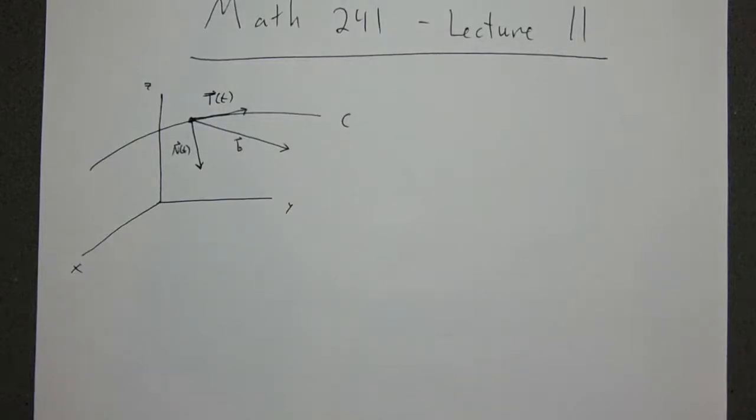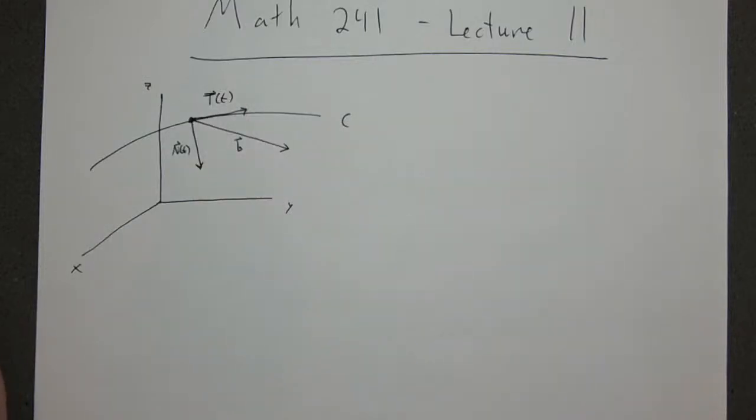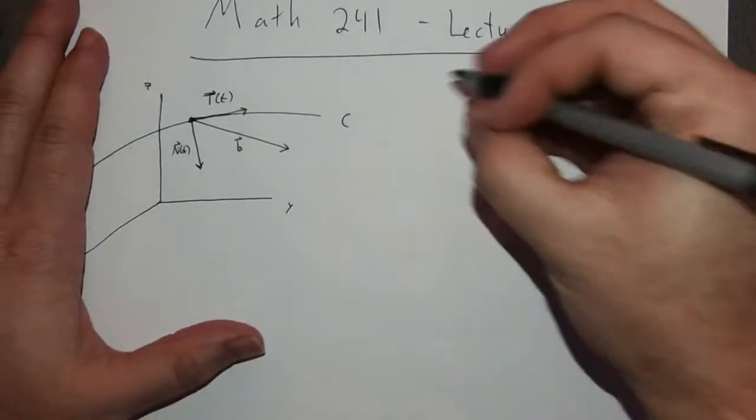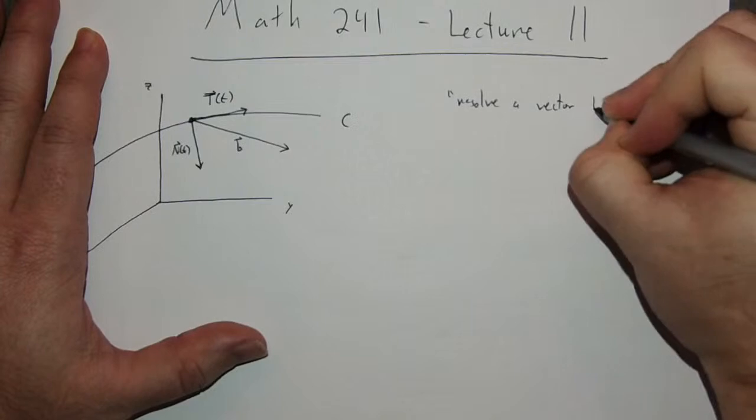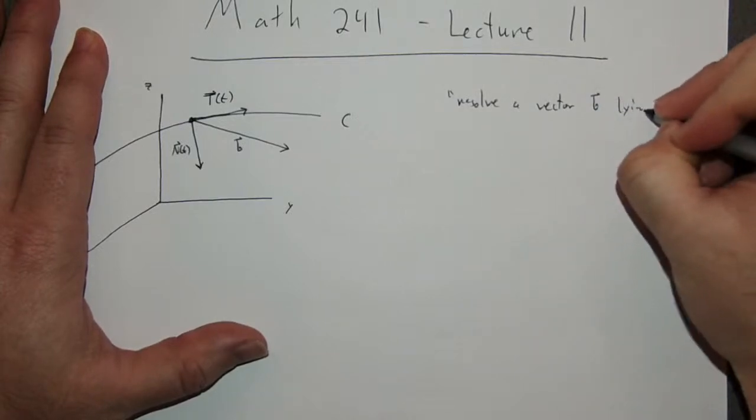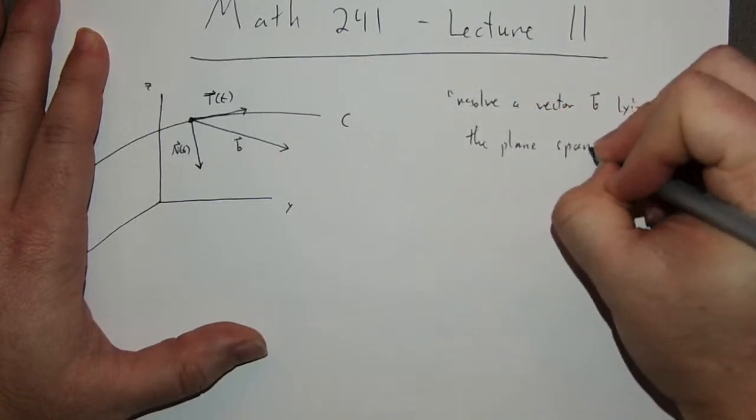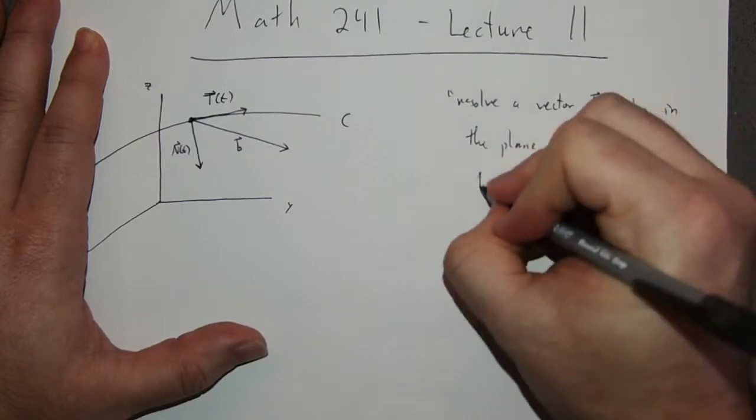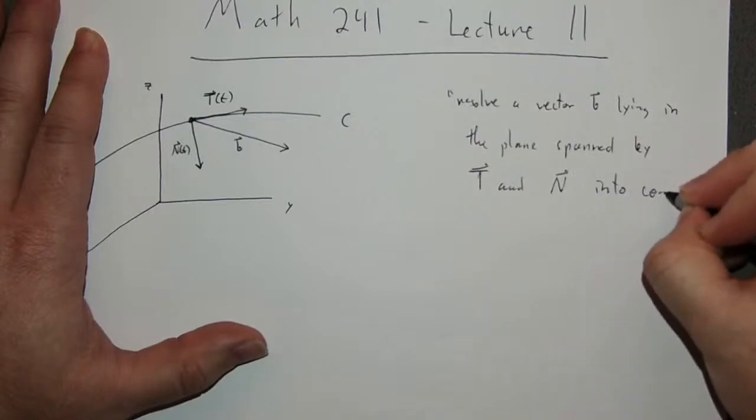And for various reasons, I want to be able to describe B in terms of the tangent and normal vector. What is it that I'm actually doing here? My goal is to resolve a vector B lying in the plane spanned by T and N into components.